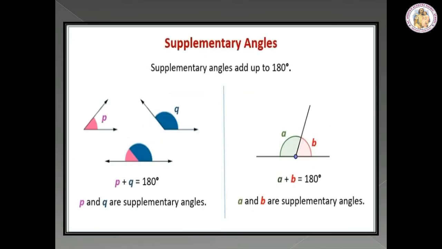First we are going to see what supplementary angles are. Supplementary angles always add up to 180 degree. For example, 90 plus 90 equals 180. Here some examples have been given. A plus B equals 180 degree. With the help of the protractor, we have to measure the degree. When we add both, we have to get 180 degree. That is called supplementary angles.